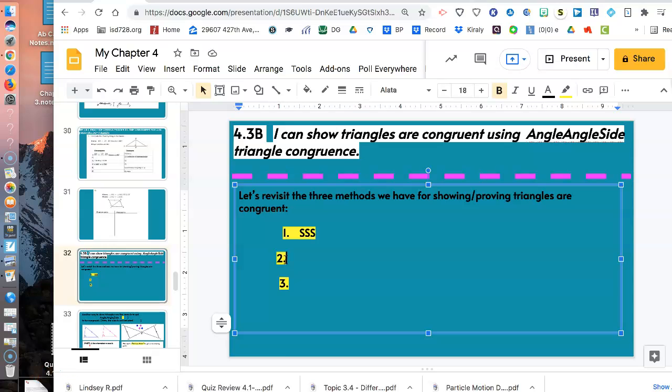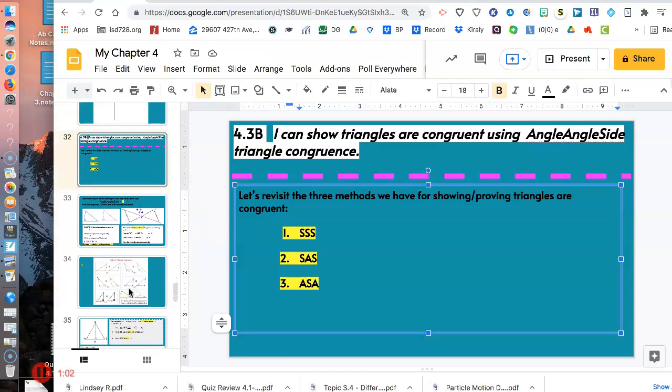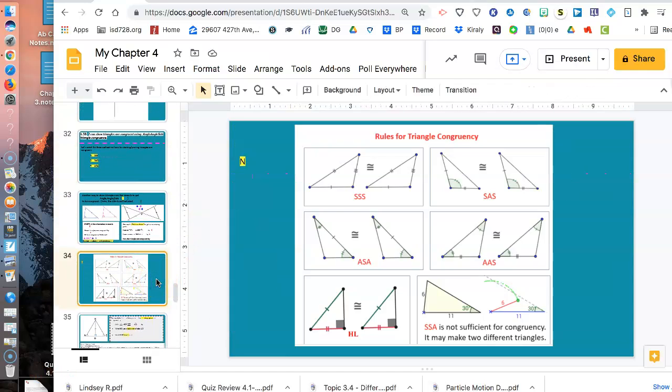But if you are given or can get all 3 pairs of corresponding sides congruent, you can stop and say your triangles are congruent. Same with side, included angle, side. And from Thursday, our angle, side, angle. So these are our 3 ways, and we're going to be adding our 4th. But let's go to slide number 34 just so you can get a visual.